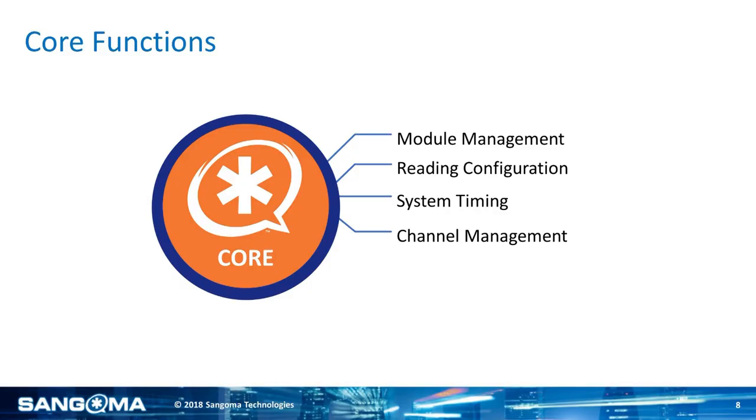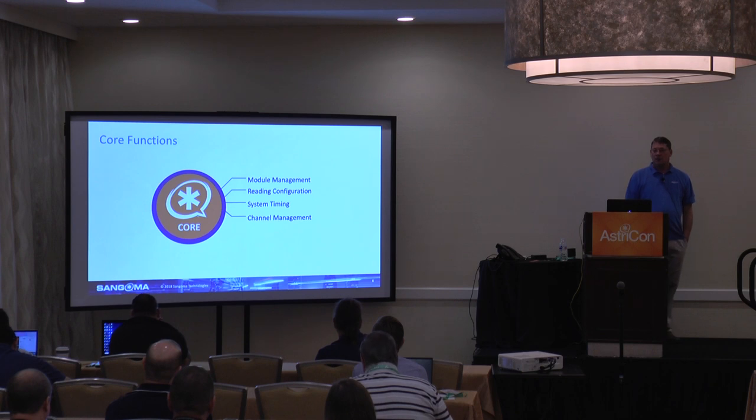So what's the core functions of Asterisk? In the core, it does the module management. It can read configuration files. It provides system timing to all the applications, as well as the say T1 cards and channel drivers like SIP, and it does channel management.